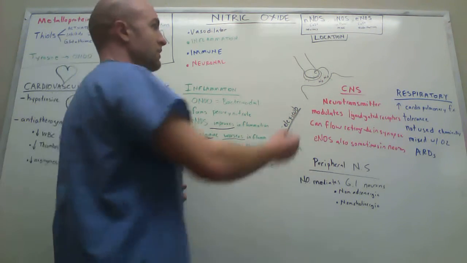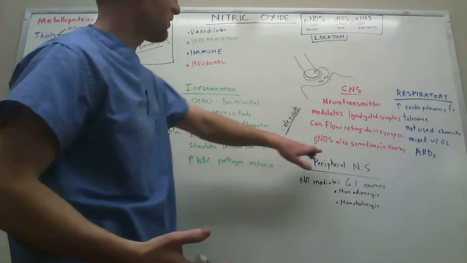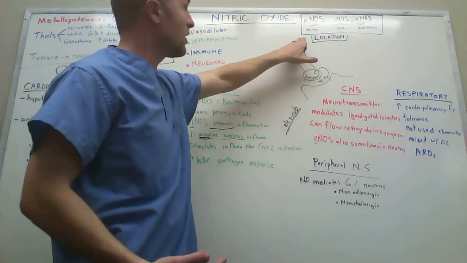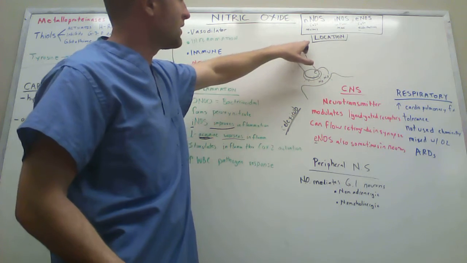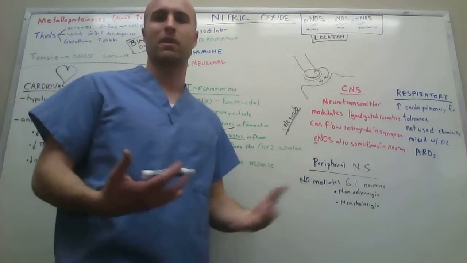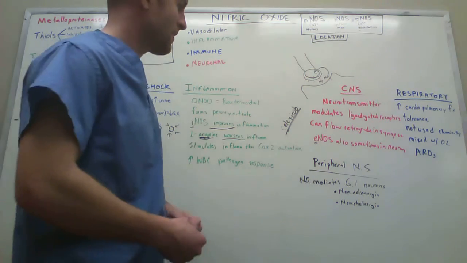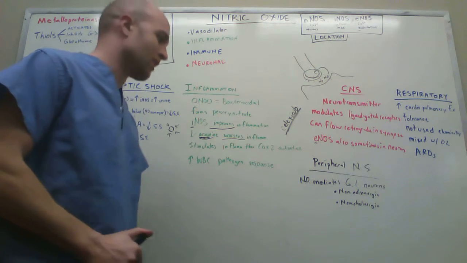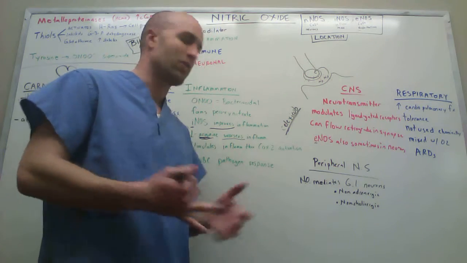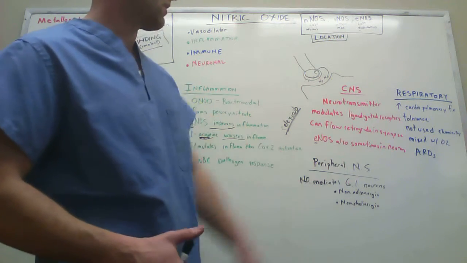eNOS, remember E is the one associated with the endothelium. Apparently, normally we would think of the CNS having nNOS, and that's normally the case. Normally nNOS, neuronal nitric oxide synthase, is going to be the one that's involved in the CNS, but apparently sometimes eNOS is too, and that's one of the reasons why it's hard to make really specific drugs for this, because mostly it's nNOS, but sometimes it's also eNOS. And then in the peripheral nervous system, nitrous oxide mediates gastrointestinal neurons that are non-adrenergic or non-cholinergic. So it has an effect on the GI system.